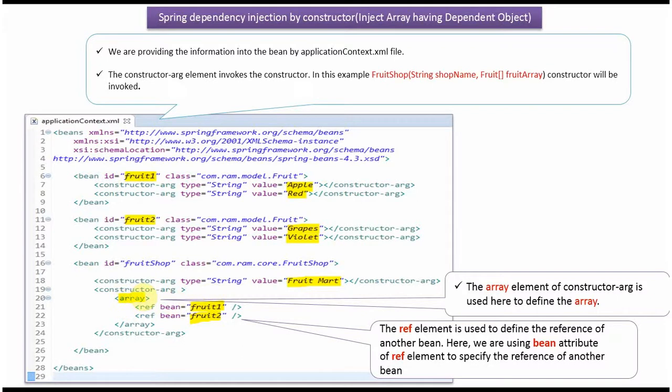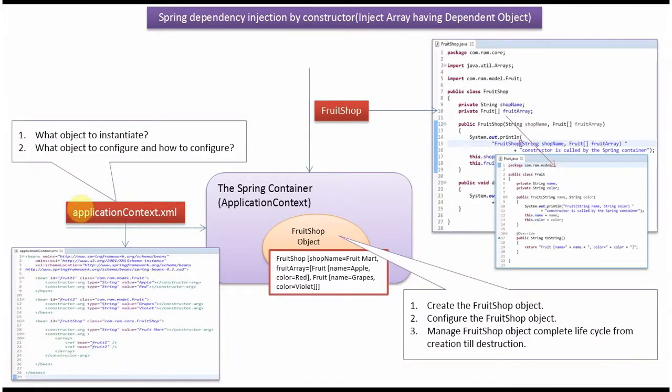The array element is used to define the array. Constructor argument invokes the constructor. In this case the constructor which accepts a string and an array will be called. In this example, this constructor will be called. What object to instantiate, what object to configure, and how to configure, this information will be there in the Spring configuration file.